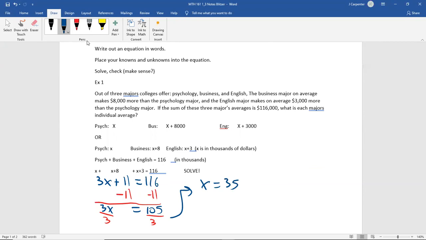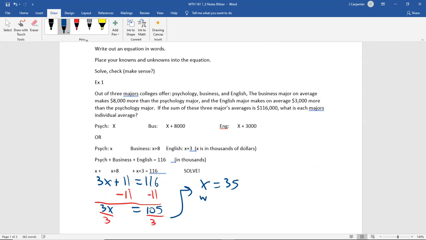Now, some people will box this up, ship it out, and say that's my answer, and that's not the answer. That's completely wrong, in fact. 35 is not any of the answers. Notice I just said answers, because it's not just one answer. It's multiple answers. What is each of the majors' individual average? So you have to go back and do this.